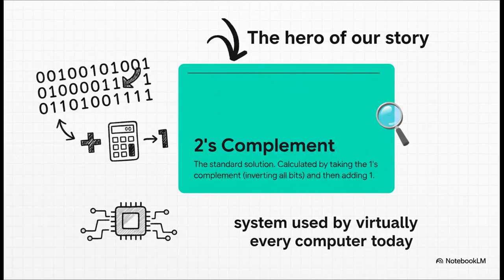And enter the hero of our story, 2's complement. This is the system used by pretty much every modern computer on the planet. It builds on that first idea, but it adds one tiny, crucial extra step. You still flip all the bits, just like before, but then you add 1 to the final result. It sounds so small, but believe me, that single change fixes everything.